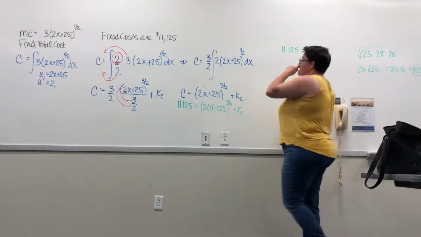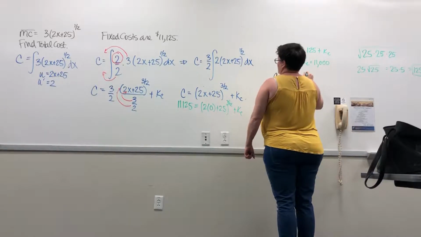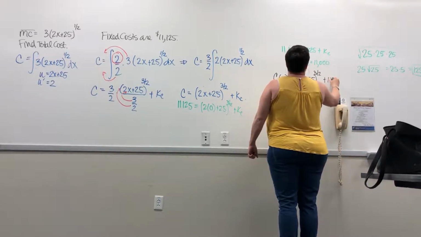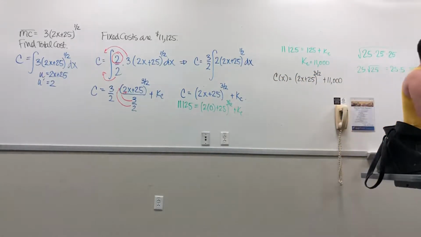Great, so my final cost function is going to be 2x plus 25 to the 3 halves plus 11,000. Told you guys we would be reviving constants from the dead.